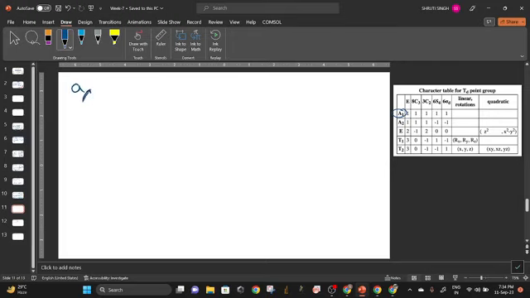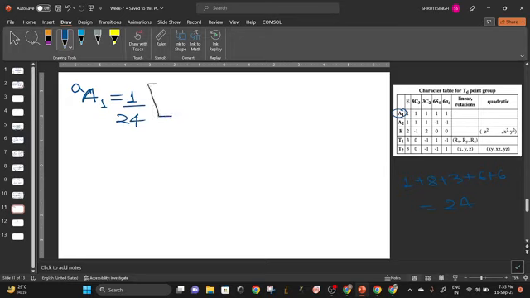So the contribution of A1 is 1 over h, which is the order. The order here is the sum of the coefficients of the symmetry operations: 1 plus 8 plus 3 plus 6 plus 6. So this comes to 24. The order of this point group is 24, so we write 1 over 24.